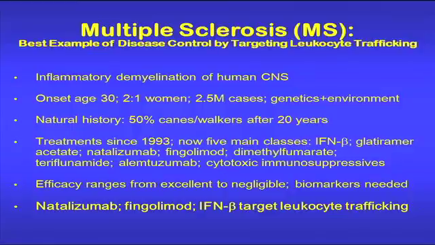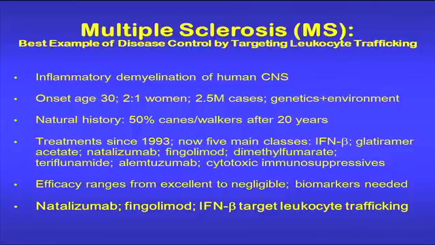Natural history studies of MS show that 50% of people are using canes or walkers for ambulation after 20 years. So this is a population of people, if you think about onset at age 30 and canes and walkers after 20 years, that's a bunch of people who are now 50 years old, having difficulty with mobility and at high risk to require use of a wheelchair before too long.